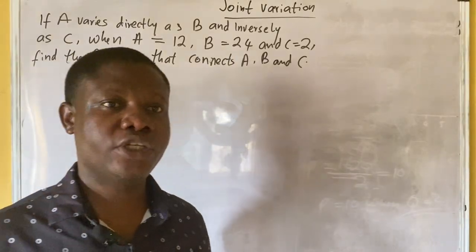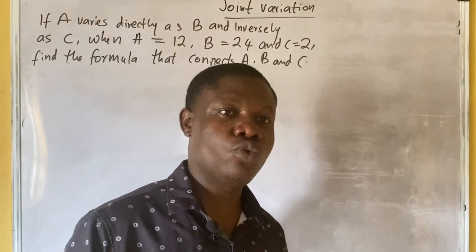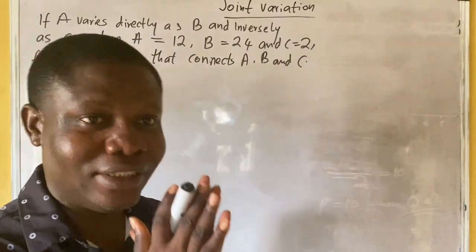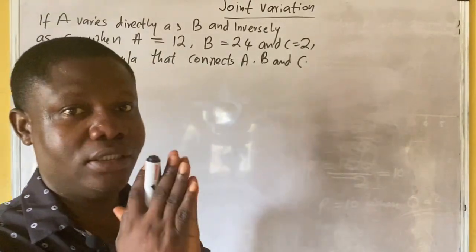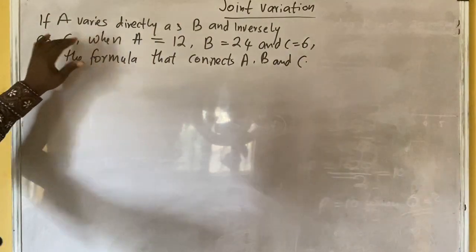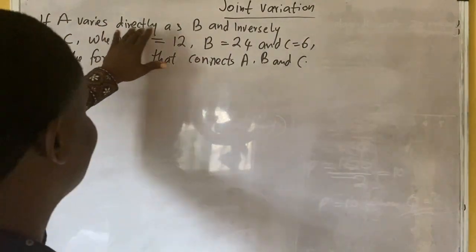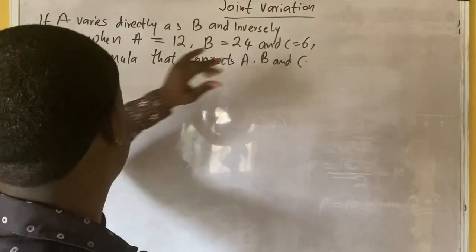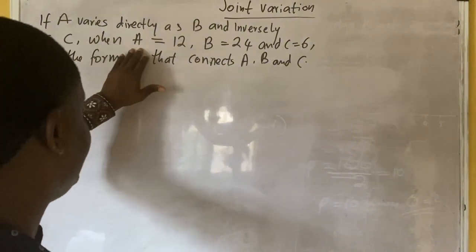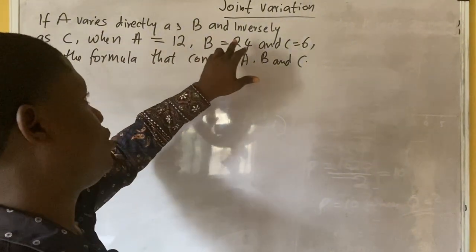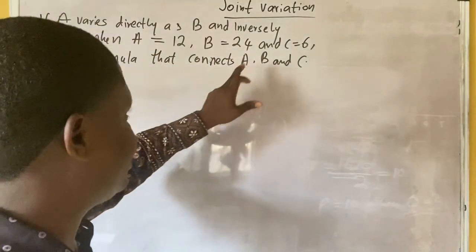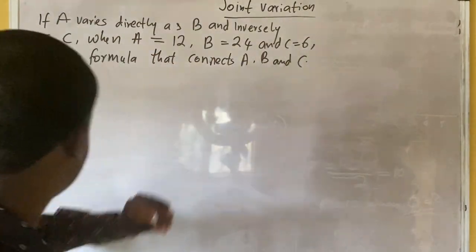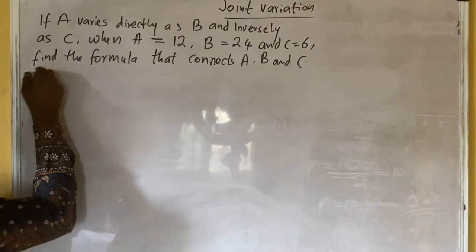Under joint variation, a quantity relates with two or more quantities directly or inversely, or directly and inversely. So we have a question here to solve. The question says, if A varies directly as B and inversely as C, when A equals 12, B equals 24, and C equals 6, find the formula that connects A, B, and C. So let's solve it together. So we'll have the solution.